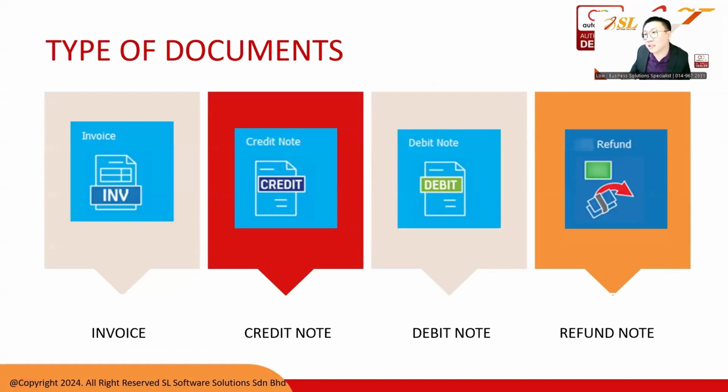Okay, talking about the invoice, there are only 4 documents that we need to send to the MyInvoice portal to get validation before we send to our clients. Only invoice, credit note, debit note, and refund note. I repeat: invoice, credit note, debit note, and refund note. There is no such thing as e-receipt, e-official receipt, e-payment voucher, e-journal, e-quotation, e-stock, or e-accounting. So we only need to submit the invoice, credit note, debit note, and refund note.